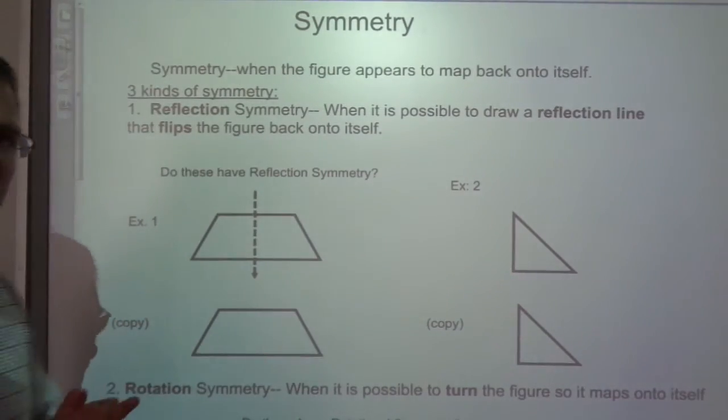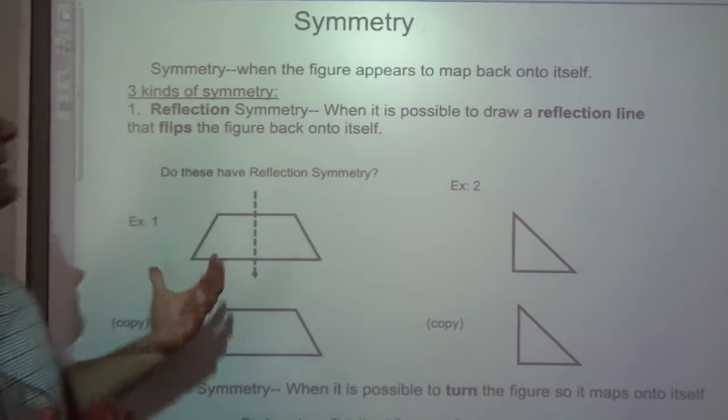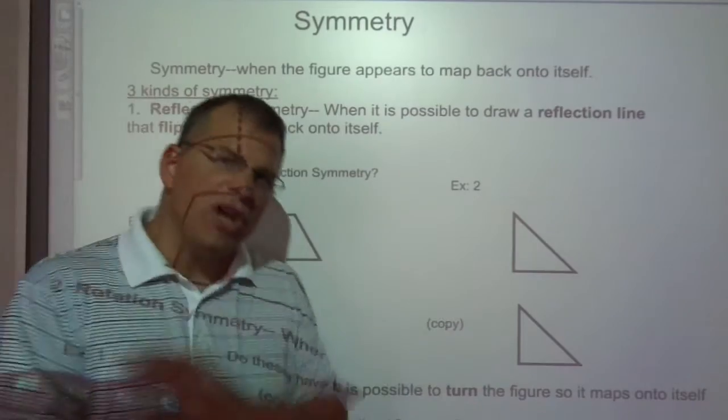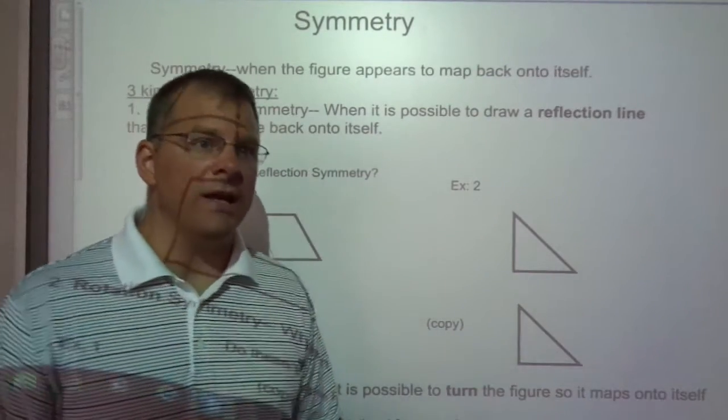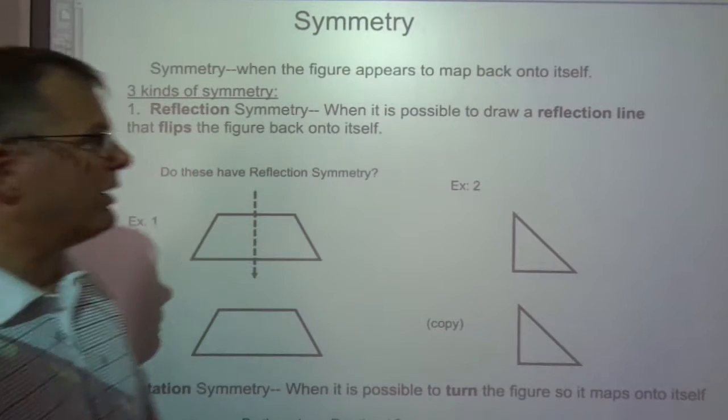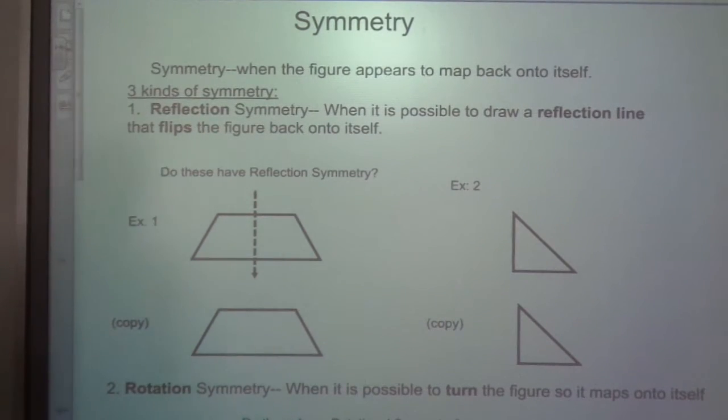Symmetry is something that just about everybody knows about, but symmetry is something where the figure appears to map back on itself. So something is changed, something is done to it, but we end up with the same shape that we started with. Okay, and there's three different kinds of symmetry we're going to look at today.